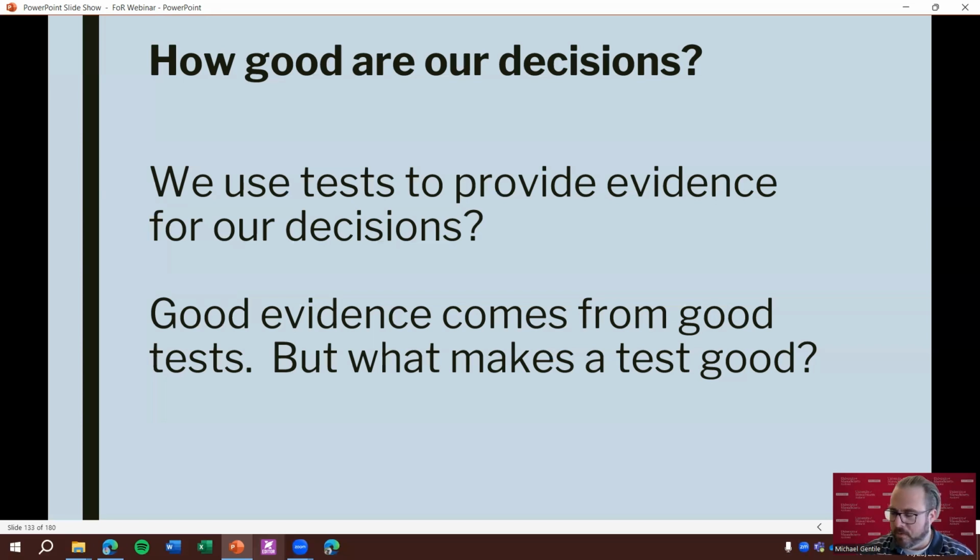So it becomes really important that if we're going to make decisions for our students, and some of these decisions can be really big and important, and others are just sort of day-to-day decisions, we want our evidence to be high quality. And when we say we want high quality evidence, that means we're going to use tests. So that begs the question, what makes a test good? Good evidence comes from good tests. What makes a test good?